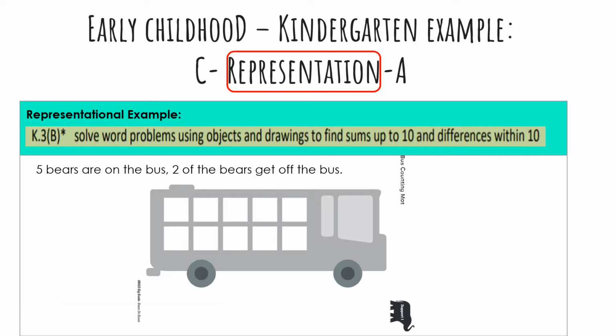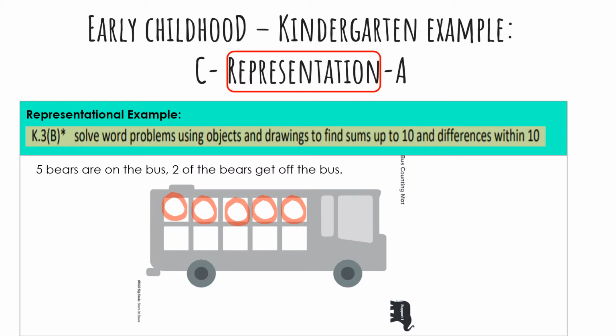Let's take a look at a kindergarten representation example where we will solve a word problem using objects and drawings to find sums up to 10 and differences within 10. So there's 5 bears on the bus. 1, 2, 3, 4, 5. And 2 of the bears get off the bus.